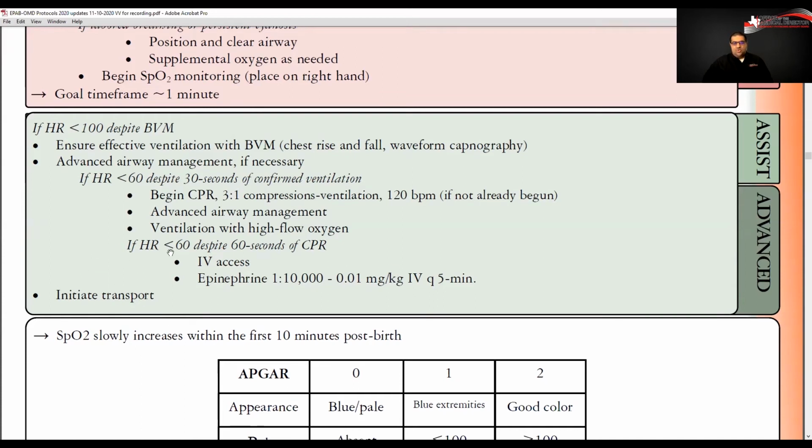So again, you're going to get a more detailed discussion on the neonatal resuscitation timeframe through some of our live training.